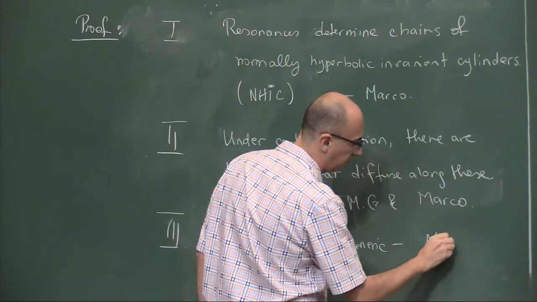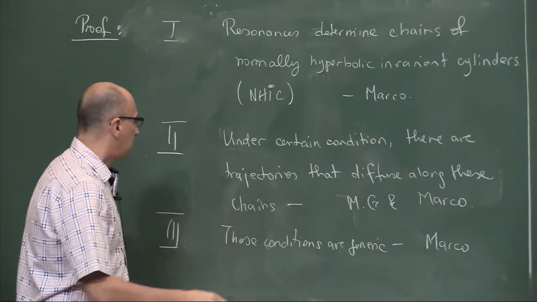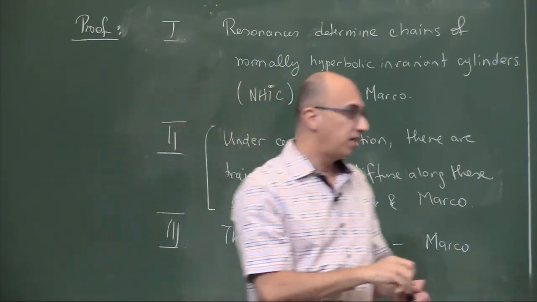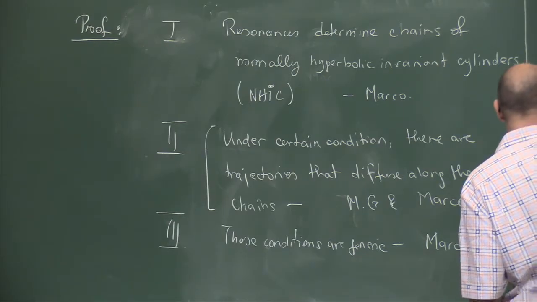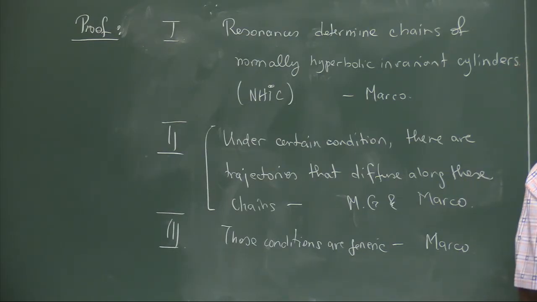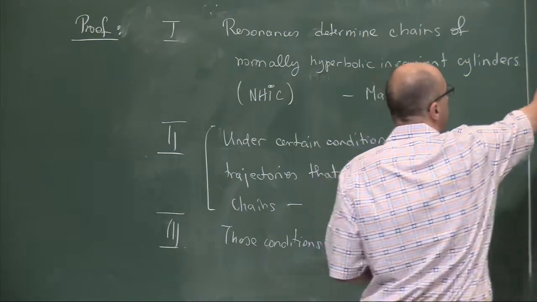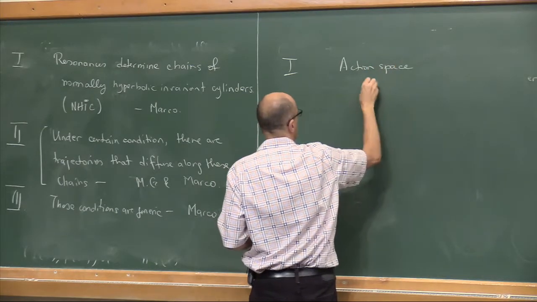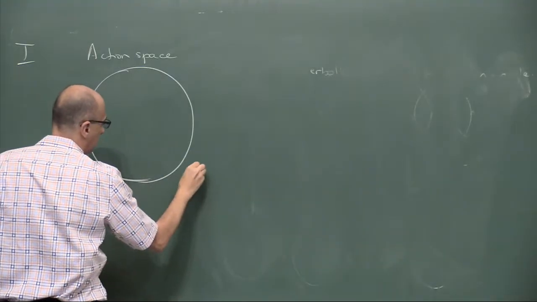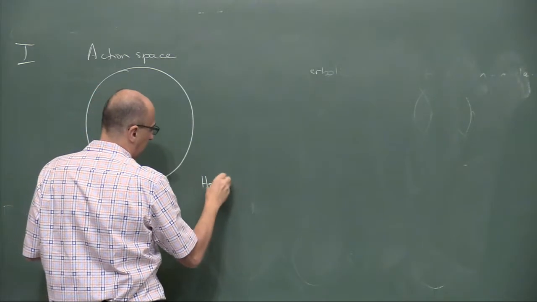And this is Marco again. So basically, I'll try to explain a little bit about what is the geometric skeleton, and then how do you achieve diffusion once you take the geometric skeleton for granted. So again, you are in the action space, and in the action space, you look at the resonances.